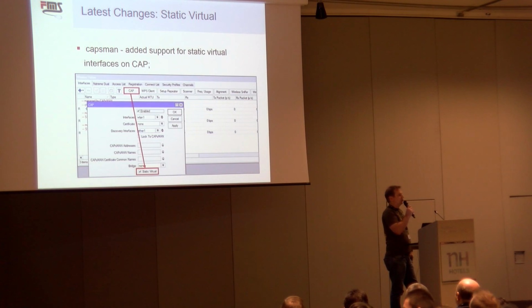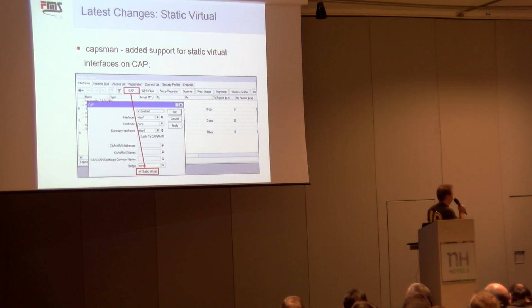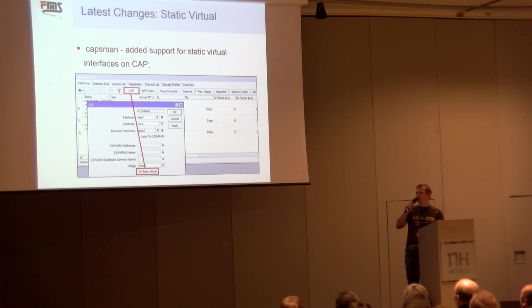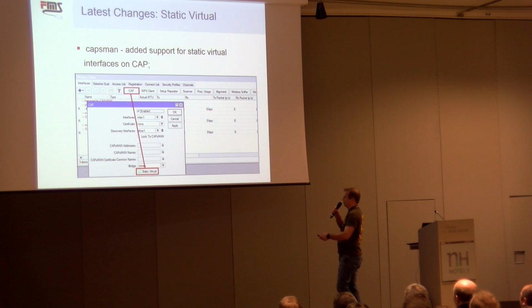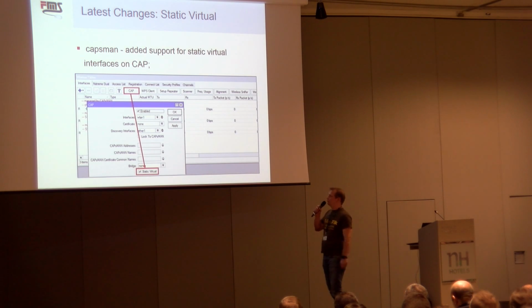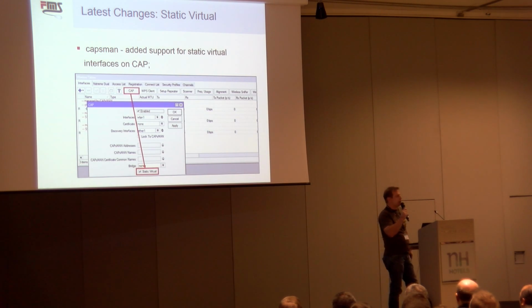Another new feature is static virtual, and compared to discovery interfaces, static virtual will really help you to do something you haven't been able to do before. So static virtual is pretty nice. You can configure it on the access point, not at the manager, so each access point in its configuration you have that checkbox, static virtual, and if you check it, the feature is enabled.